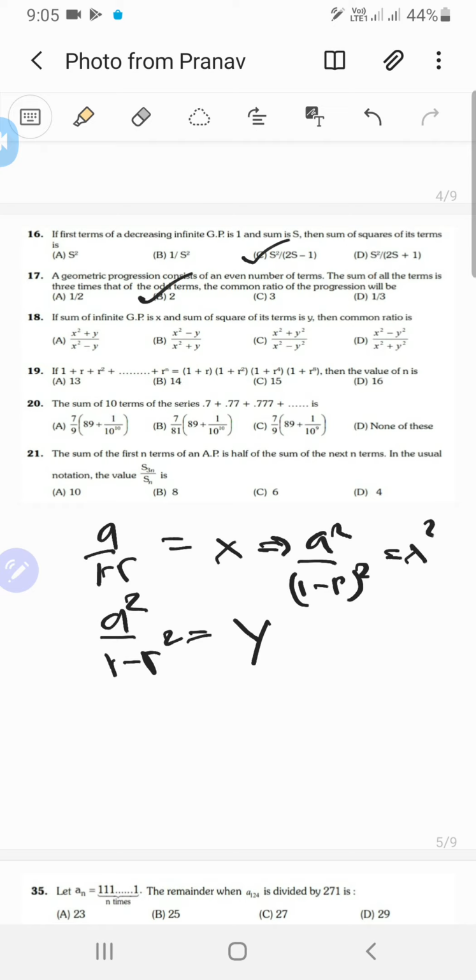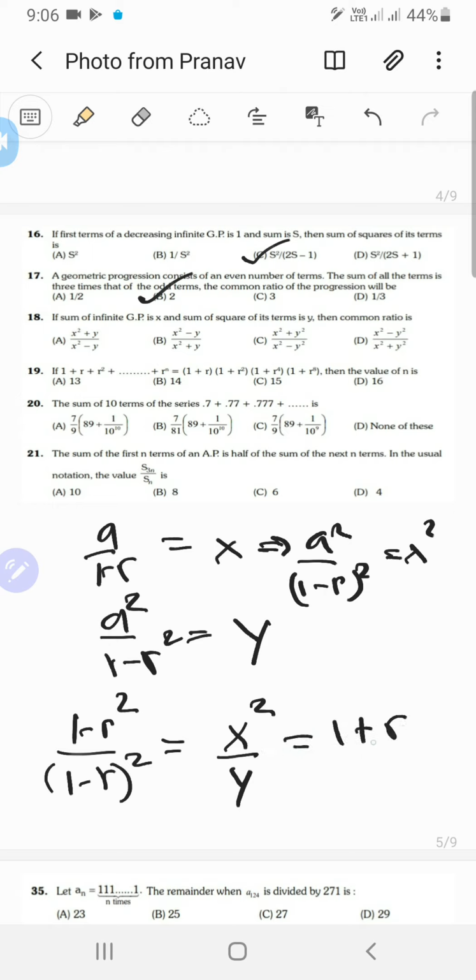You divide, so you take a reciprocal and multiply, so you get 1 minus r squared upon 1 minus r whole squared. That's going to be equal to, when you divide by this thing, x squared upon y. Yes, that's correct. So that will give us 1 plus r upon 1 minus r.